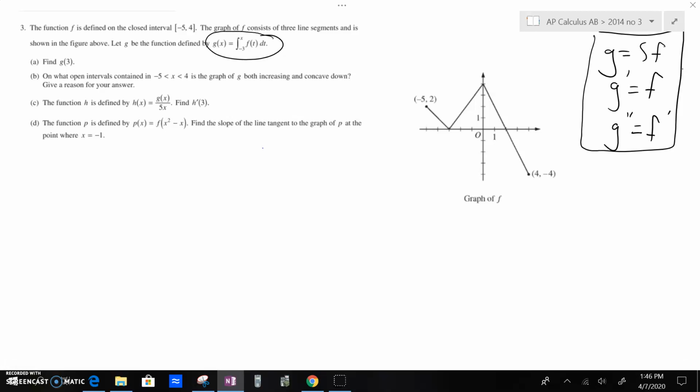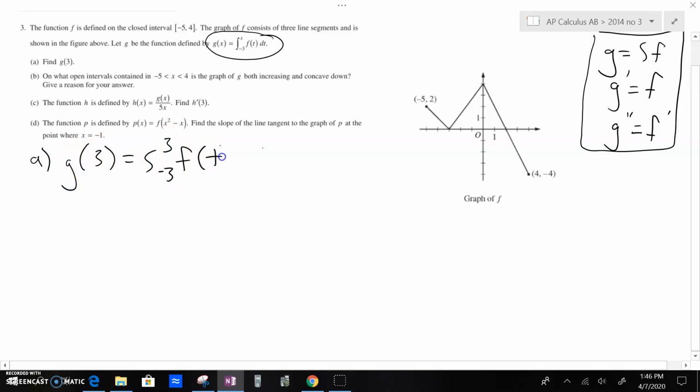Okay, so first off, we are asked to find g of 3. G of 3 means if we put 3 into the integral expression, so I'll do that right here. I put 3 in, so g of 3. Take x out, put 3 in. So it's the integral from negative 3 to 3 of f of t dt.